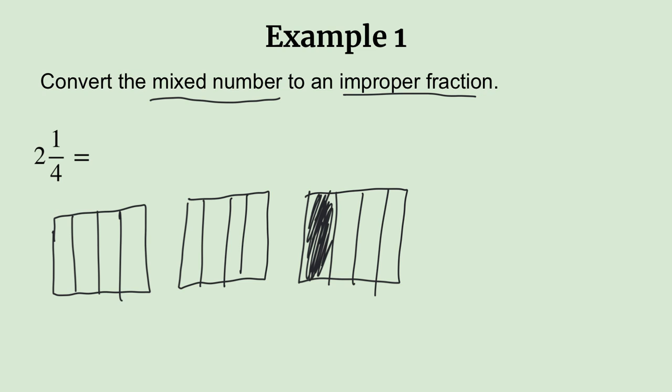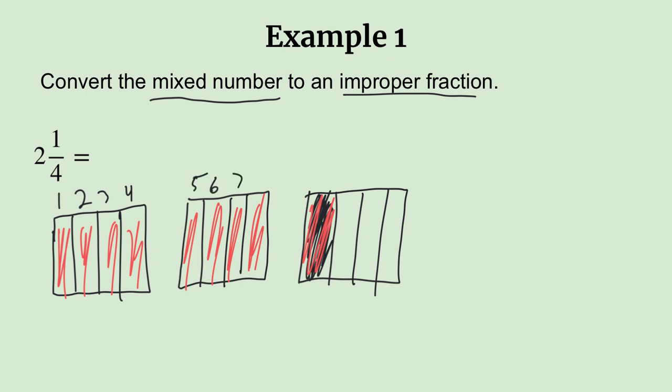It would be easier if I used a different color. Like that. So now you just count how many parts we have. We've got 1, 2, 3, 4, 5, 6, 7, 8, 9. So 2 1/4 is the same as 9/4.